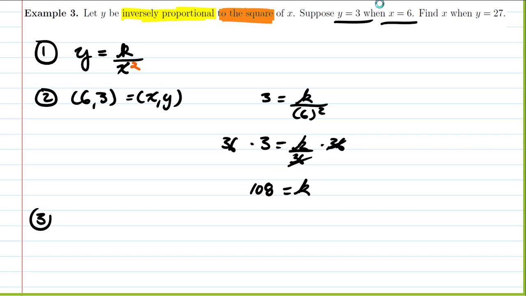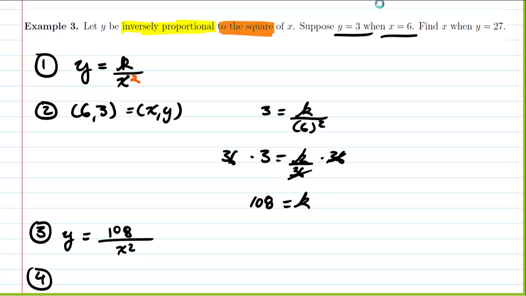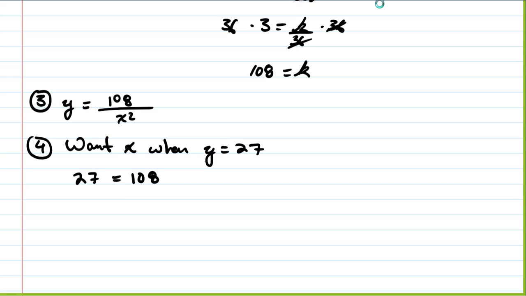So we then put k back into our variation equation from step 1. So y equals 108 divided by x squared. And finally, step 4 is we want to answer the question. So step 4, we want to find x when y is 27. So we need to solve the equation 27 is equal to 108 divided by x squared.